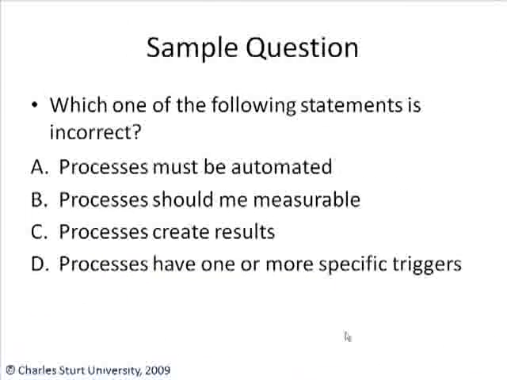Here's another sample question. The question is, which one of the following statements is incorrect? Answer A, processes must be automated. Answer B, processes should be measurable. Answer C, processes create results. And answer D, processes have one or more specific triggers. I'll give you a couple of seconds to think about the answer.